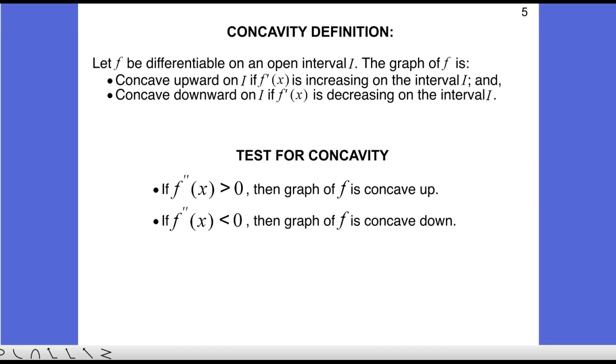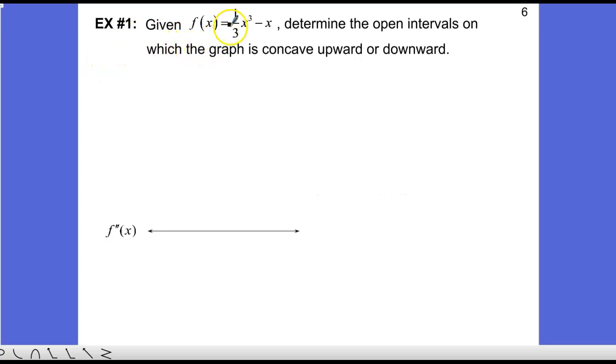So this is our test for concavity. If f double prime of x is positive or greater than 0, then the graph of f is concave up. If f double prime of x is less than 0, negative, the graph of f is concave down. In example 1, we're given f of x equals 1/3 x cubed minus x and told to determine the open intervals on which the graph is concave upward or downward. We'll begin by taking the first derivative.